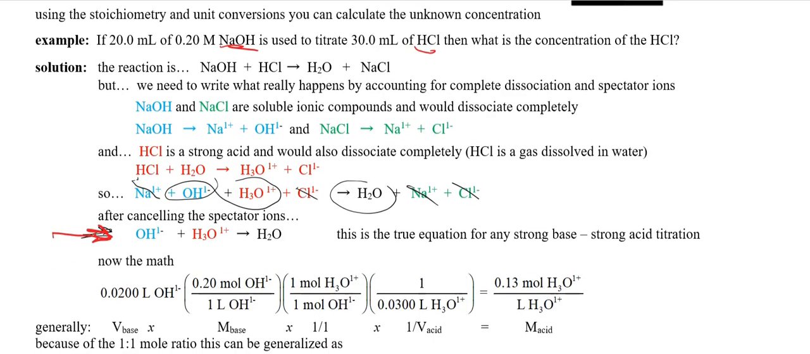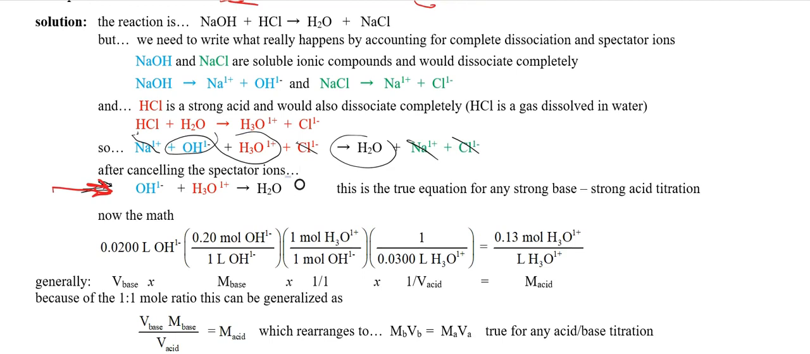But let's look at the math now. How much strong base did we add? Well, this part of the equation deals with the strong base. Volume cancels out, gives you the moles of the base. We need to get to the molarity of the acid, which is moles per liter. So we need to cancel out the moles of hydroxide and get the moles of acid by the 1-to-1 ratio. Then we divide over here by the volume, and we get moles per liter.